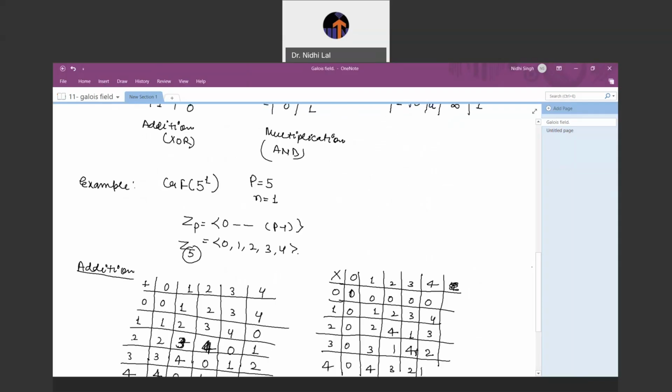So in the exam, the question will be like this: one Galois field is given to you and you have to make the additive and the multiplicative table along with the calculation of the inverses.